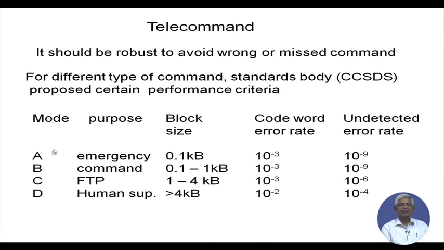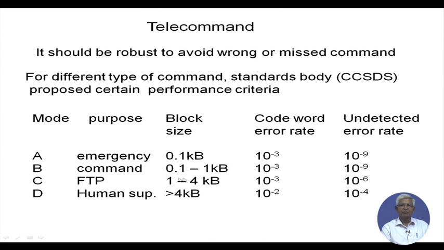They have given certain modes, like emergency mode A, where the telecommand block size is about 100 bytes, 0.1 KB, B for bytes, and the error on this code word that is tolerated is of the order of 10 to the power -3. Undetected error can be 10 to the power -9.